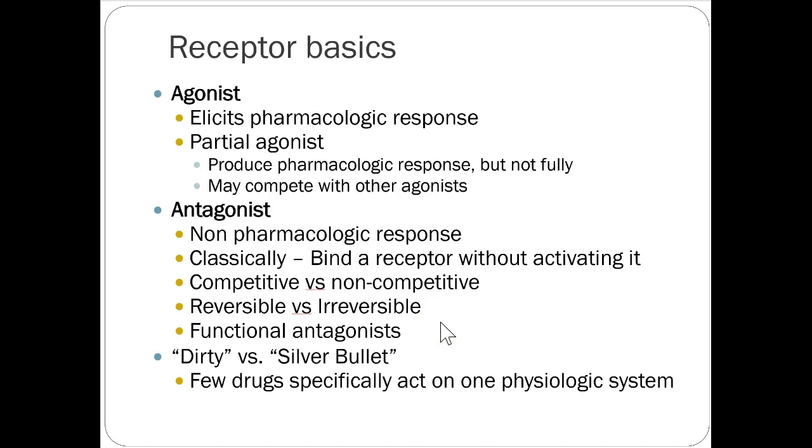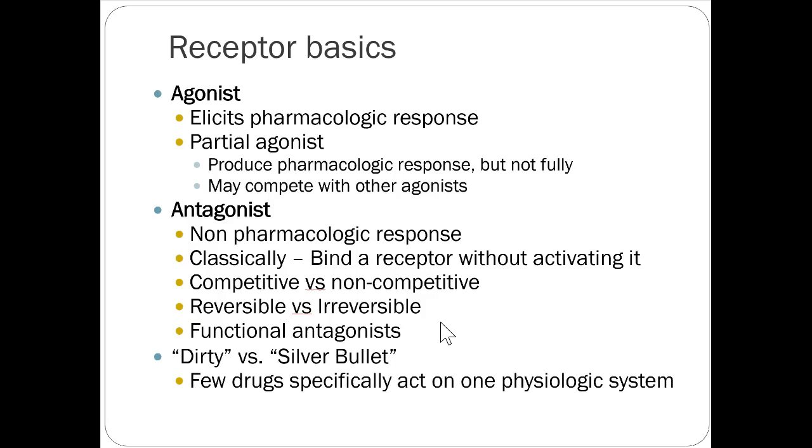So a little confusing. But the point is you have two core concepts when it comes to receptors. You have agonist and antagonist. With an agonist, we're promoting a pharmacologic response. We're basically pushing the body's levers and trying to make something happen. With an antagonist, we're trying to block something that's going on in the body that we don't want to happen.